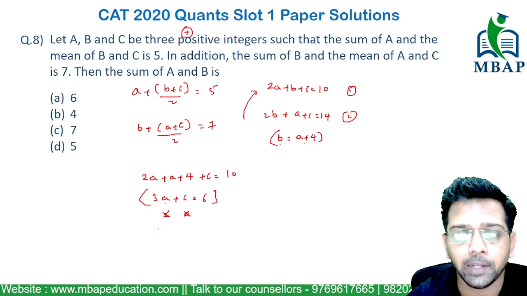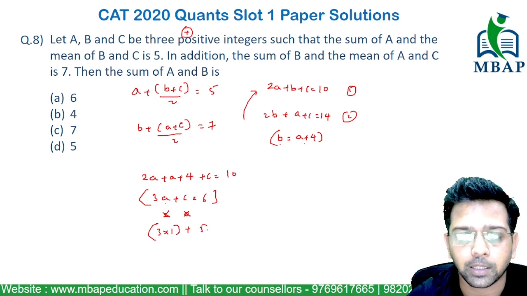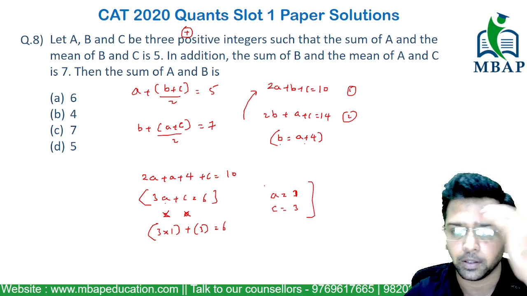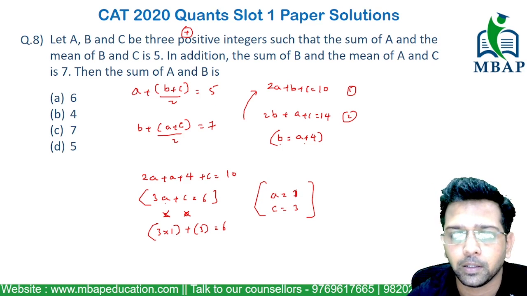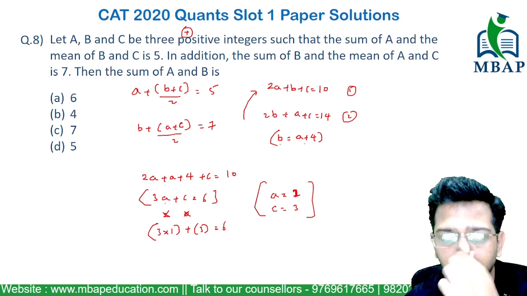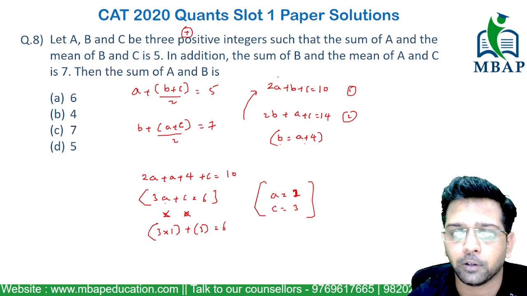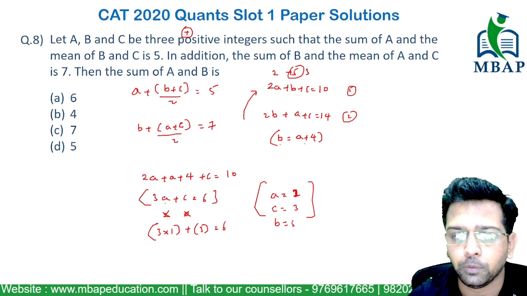So the only way in which you can solve this question will basically be 3 into 1 will be 3 plus 3 will be equal to 6, which means a is given to you as 1 and c has been given to you as 3. Now the question is about find the sum of a plus b. Let's try to put here and let's see the value of b. 2 times 1 will become 2. This will become 3. 2 plus 3 will become 5. So b should also be equal to 5.